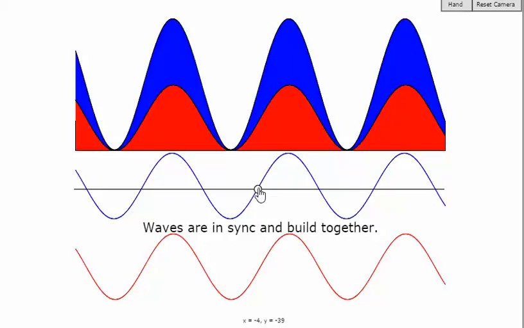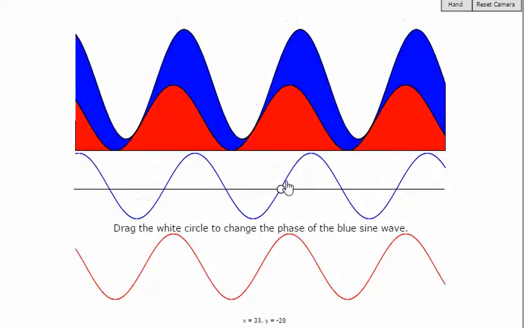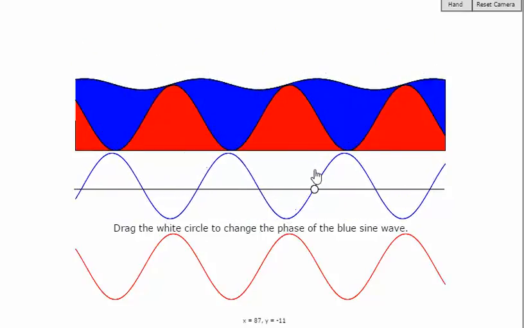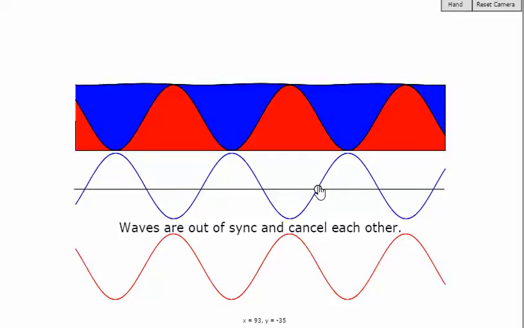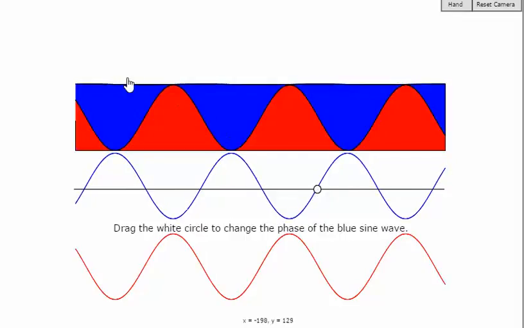Now the other thing that can happen with waves is they could be out of sync. If you bring them completely out of sync, and you can see here where the trough lines up with the peak and this trough lines up with this peak, if you get them exactly what's called out of phase, they cancel. And so you can see up here this line is straight. So when one is going up, the other is down. When this is down, the other one's up. So they end up canceling each other.